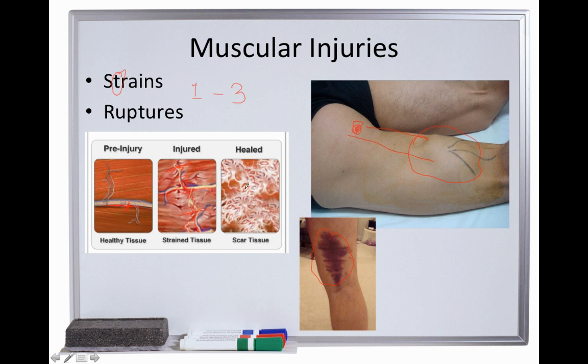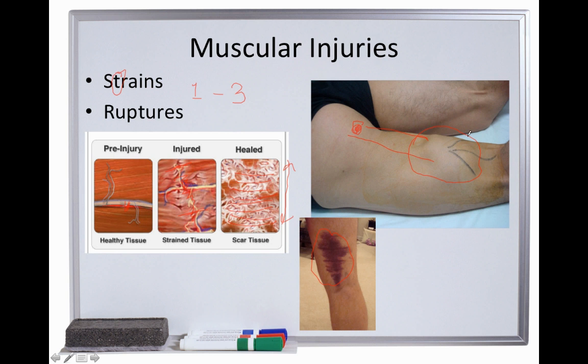So what we care about here is that when the person is healing, remember that you want to apply force along the line of pull of the muscle so that you have collagen laying down in a more organized fashion. The better you can get that collagen to lay down along the lines of force that that muscle withstands, the stronger that healed tissue will be. So we apply force during the healing process so that collagen's laid down in a more appropriate manner and you have better tensile strength of that muscle once it heals.